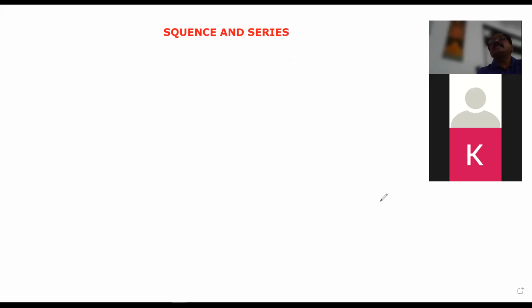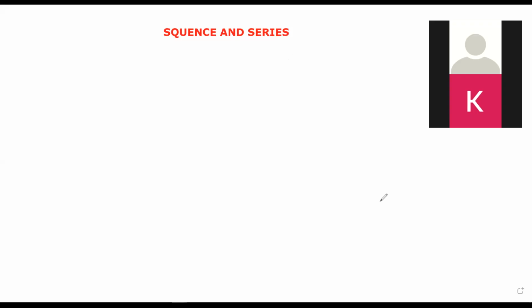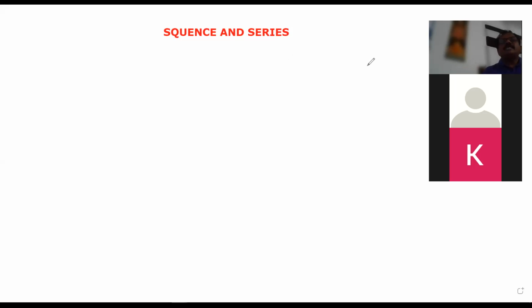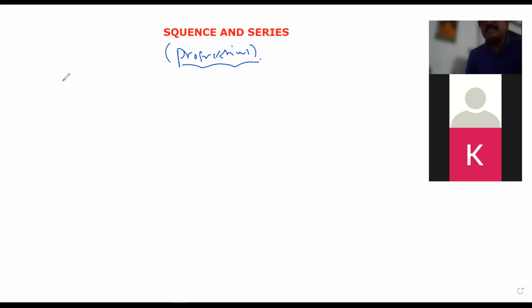Here, we need to understand sequence and series. This is also called progressions. What is the meaning of series or sequence? A set of numbers that follows a particular condition is called a sequence or series.